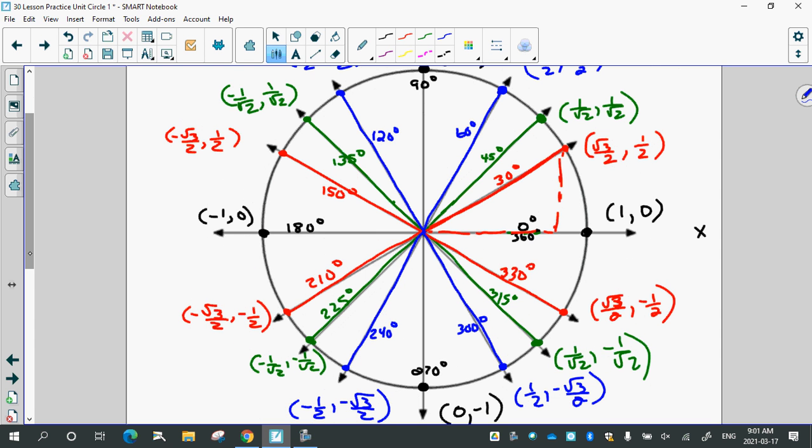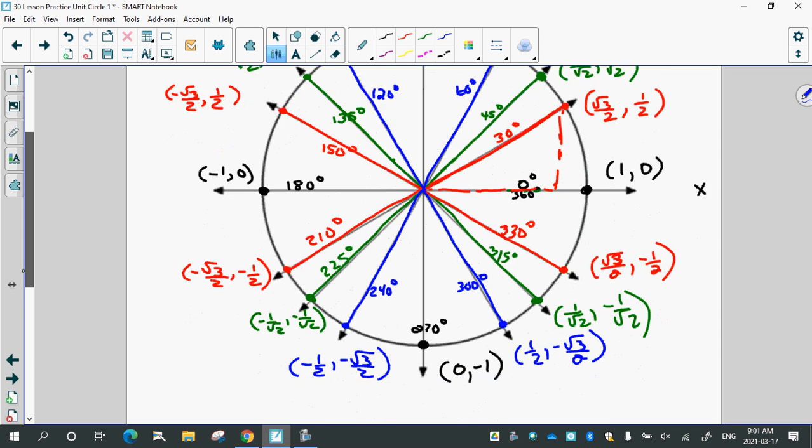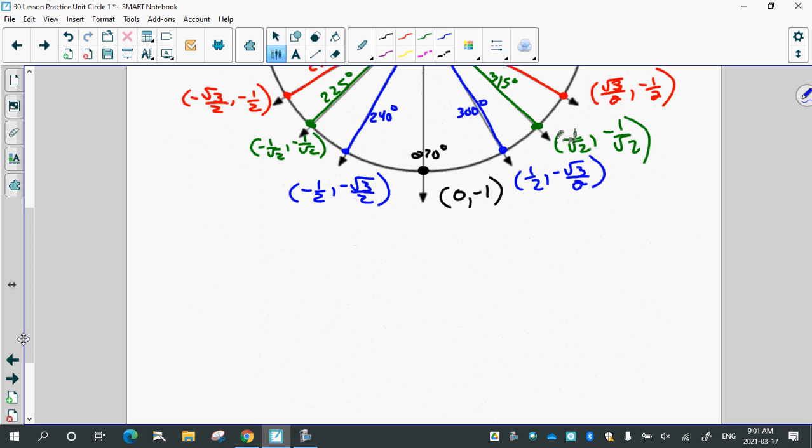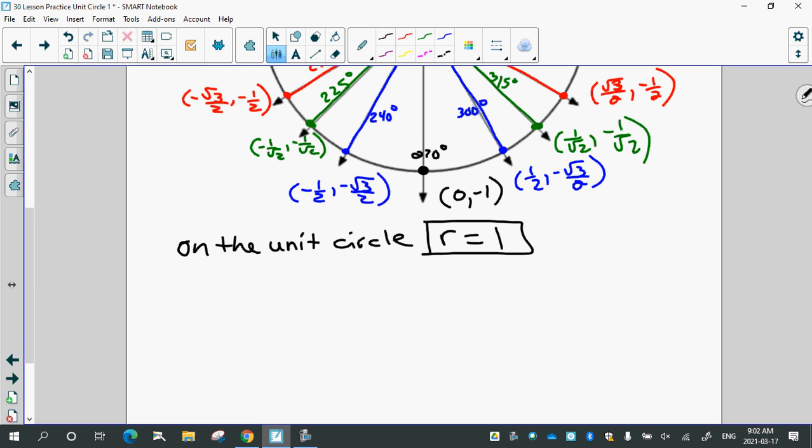Were you good? They got your unit circle? Okay, now some interesting things, so keep your unit circle out. On the unit circle, r is always equal to 1. Which has some consequences here, okay?